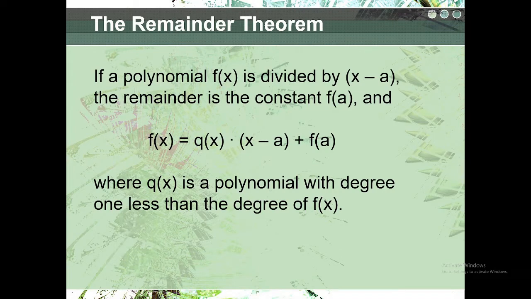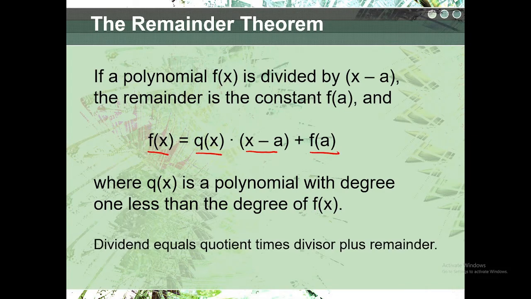And you write it in this manner. You have f of x, which is your polynomial, equal to the quotient q of x, multiplied by the divisor, x minus a, plus the remainder f of a. So it's simply dividend equals quotient times divisor plus the remainder.